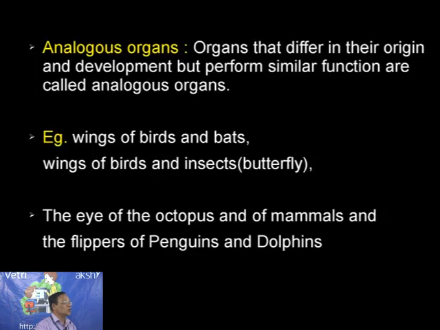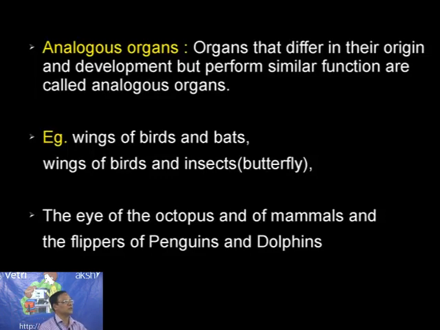But if you are taking the origin-wise, actually the functional-wise. Origin-wise, the wings of birds and bats are more or less similar, having the bones. But if you are taking the structure and function, in the case of bats it is nothing but a skin fold. In the case of birds, it is actually a feathery arm. So we have to conclude that the wings of birds and bats are analogous organs, not homologous organs.